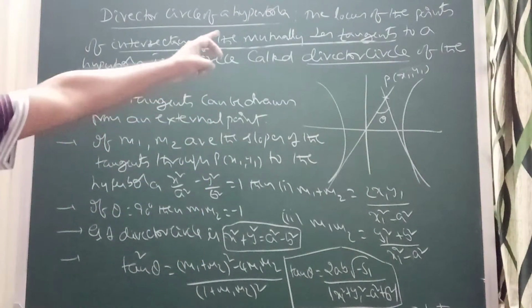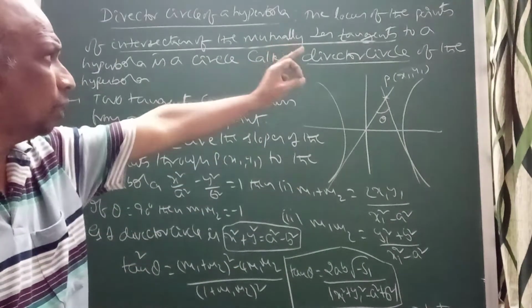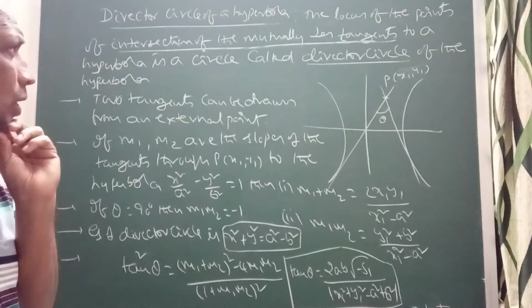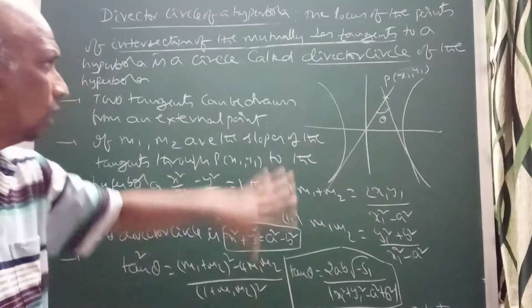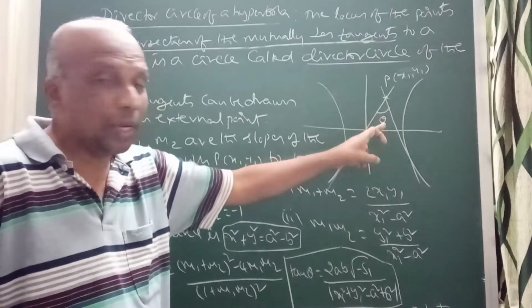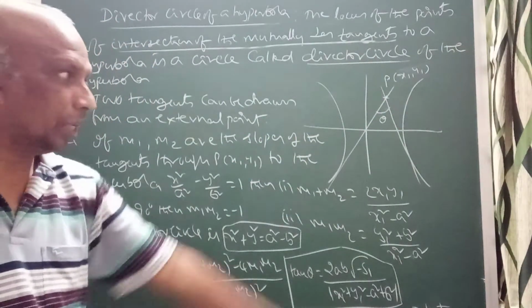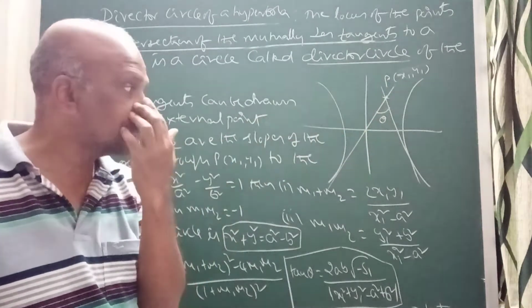Here you can see the director circle of the hyperbola. The locus of the points of intersection of the mutually perpendicular tangents to a hyperbola is a circle called the director circle of the hyperbola. You can see two tangents. Suppose theta equal to 90 degrees, then the locus of P is a director circle.